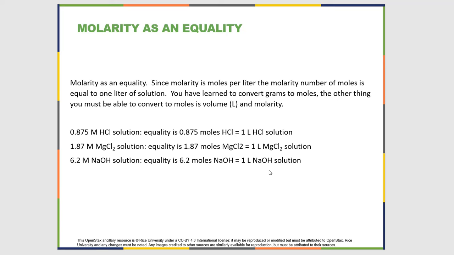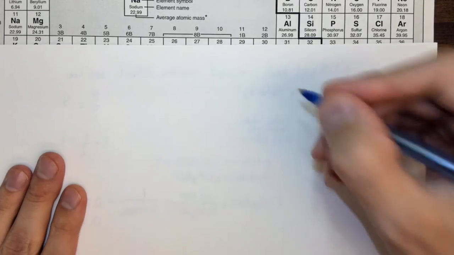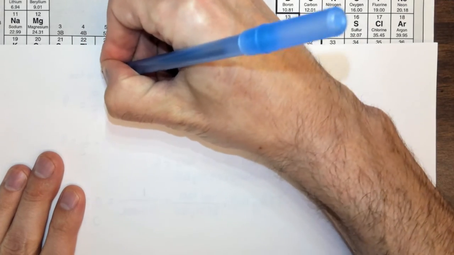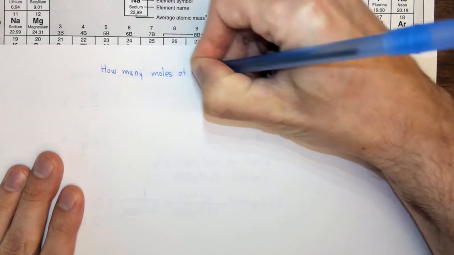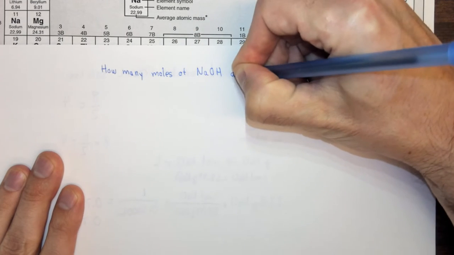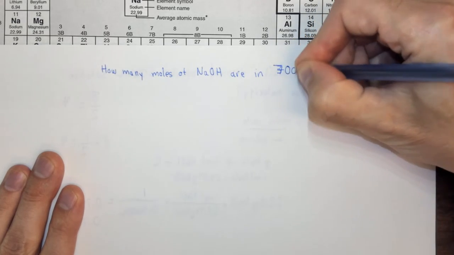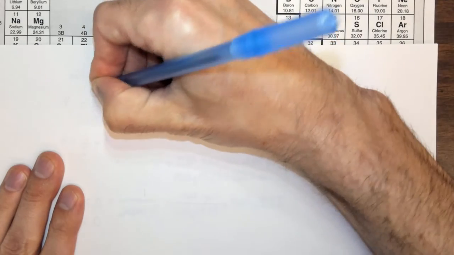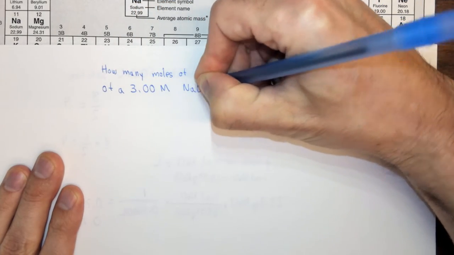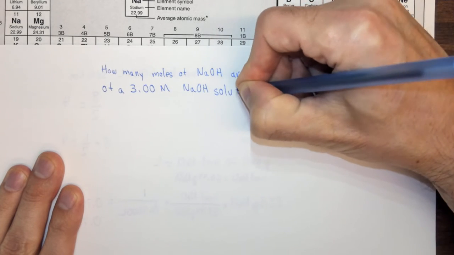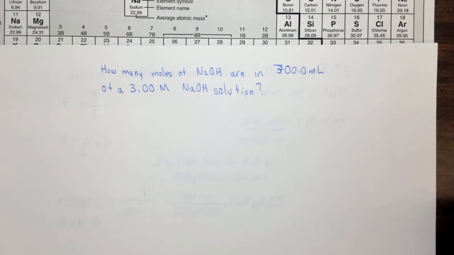So now let's look at a few examples where we have to use molarity as an equality to solve something else. So for example, we could be asked, how many moles of NaOH are in 700.0 milliliters of a 3.00 molar NaOH solution. So we want to know how many moles of NaOH are in 700 milliliters of a 3 molar solution.